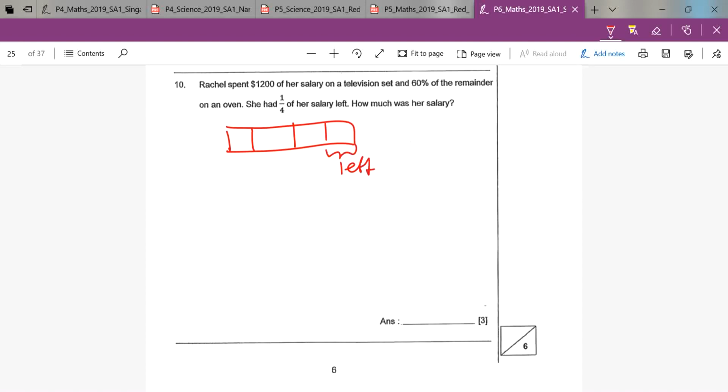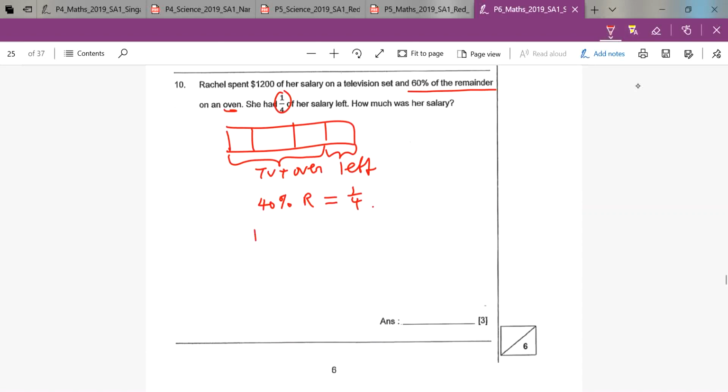this is what she has left. Alright, and this is basically on the TV plus the oven, okay? So if I say the oven is 60% of the remainder, it means 40% of the remainder is this 1/4, right? Agreed? So 40% of the remainder is equal to 1/4.